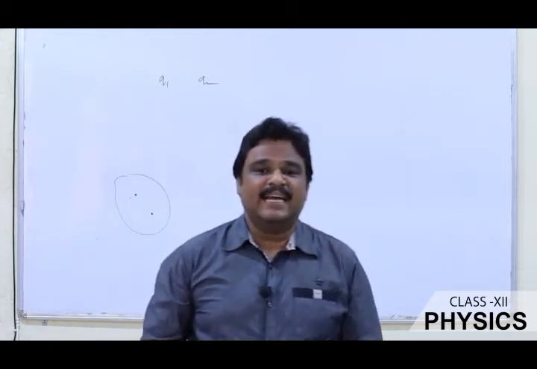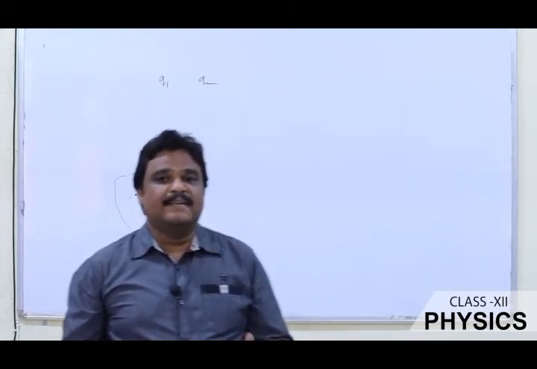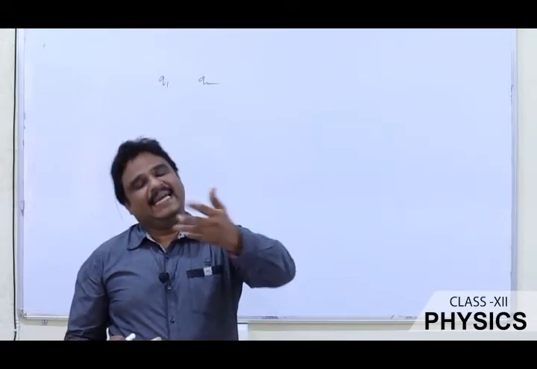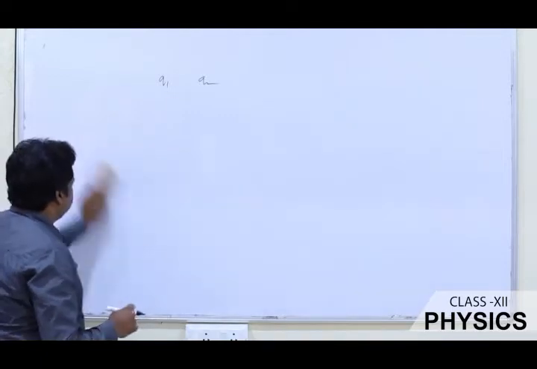Now we are going to derive an expression for electrostatic potential energy for a 2-point charge system. Then we are going to extend it for n cases. So how to start?